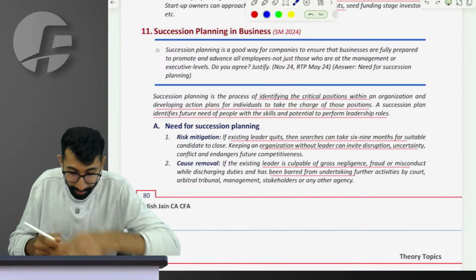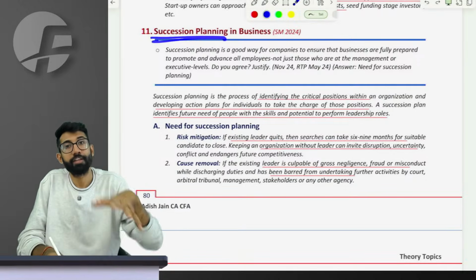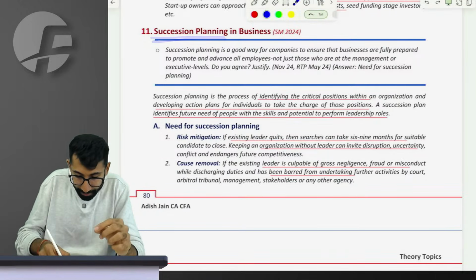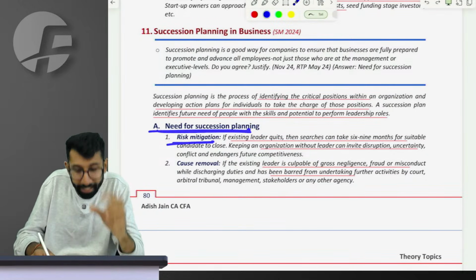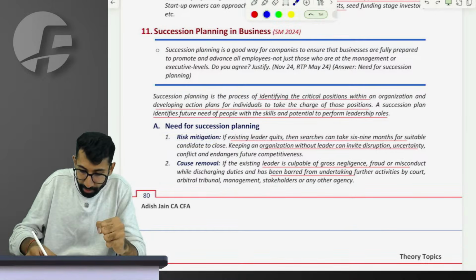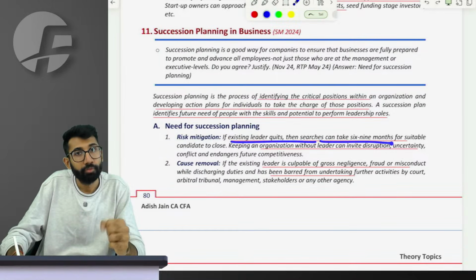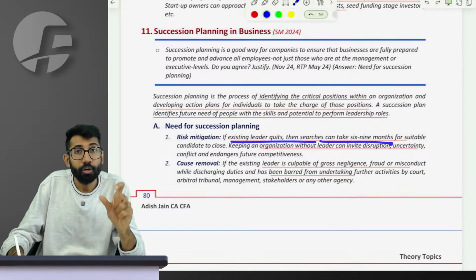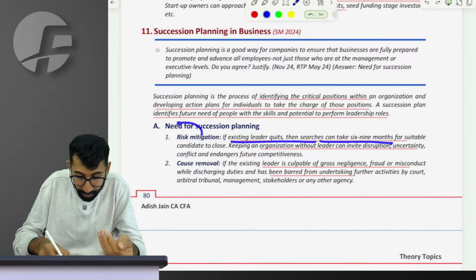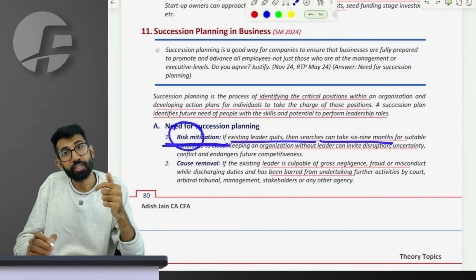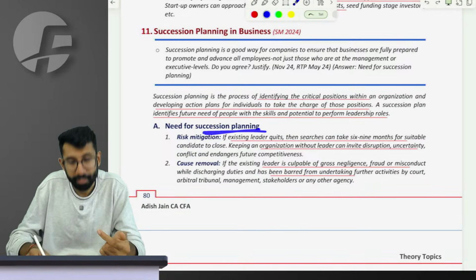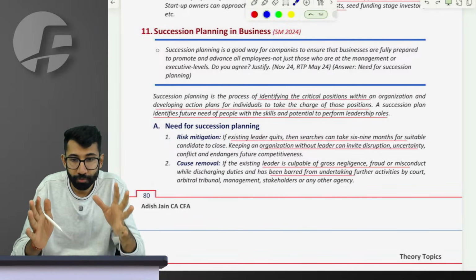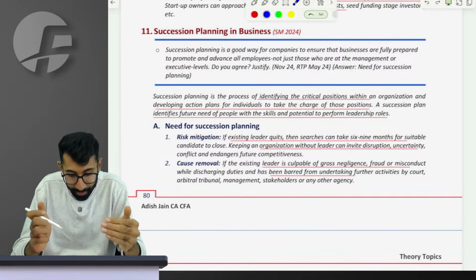Sir, that is succession planning. That who will be the next person taking over the business? Sir, risk mitigation. What is the need for succession planning? If something happens to him, when he quits, when he resigns, sir, what happens to the company? Risk is a risk which can be mitigated if we plan the succession. That who's the next person who's going to take the company, how will the succession happen?